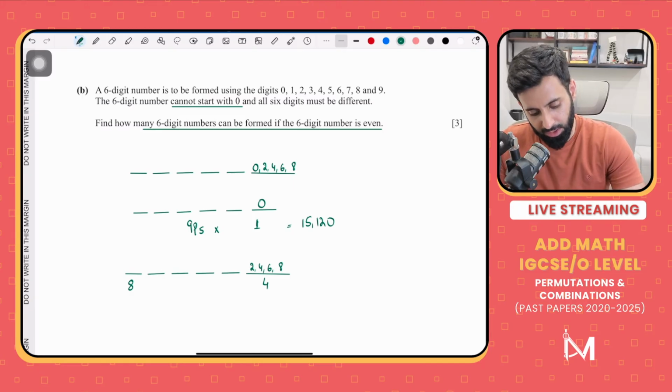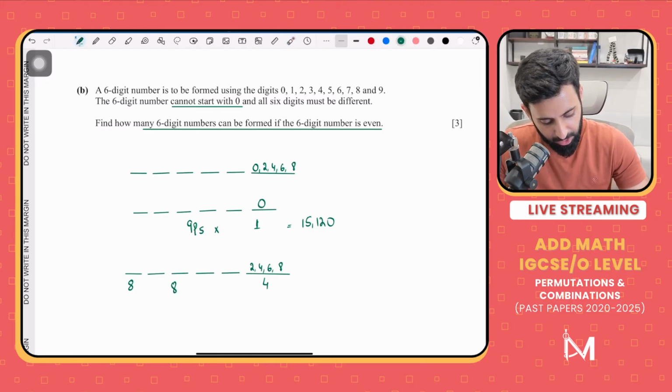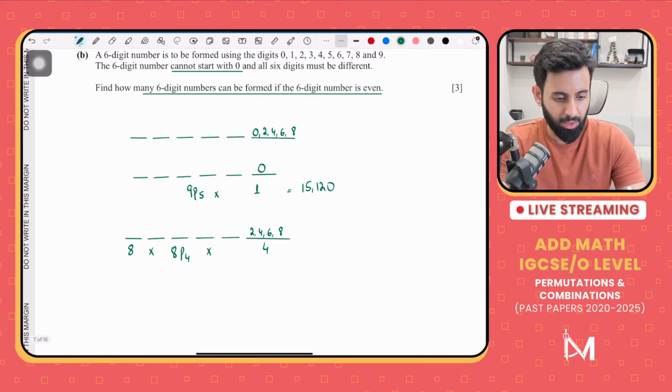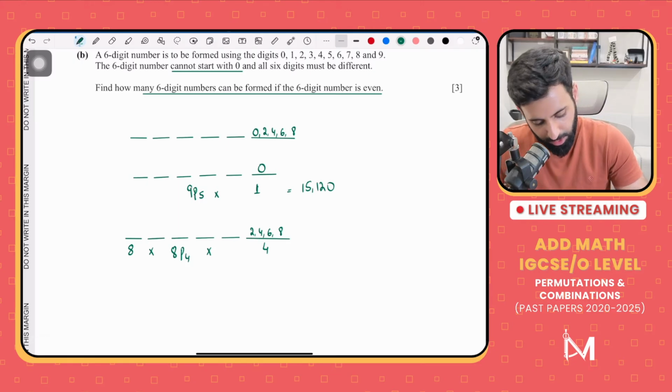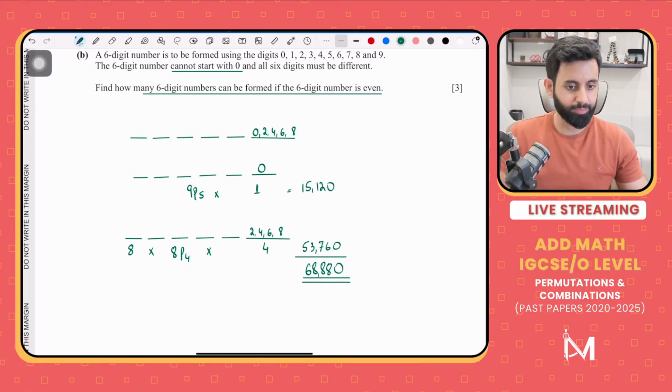Now, once again, we started off with how many numbers? We started off with 10 different numbers. We've used 2 of them, so now we're down to 8. And how many of those 8 do we have to arrange? We have to arrange 4 of them. So that would be 8P4. So 8 into 8P4 into 4, that's equal to 53,760. Add them up. So plus 15,120, that's equal to 68,880. The only thing you have to watch out for is the possibility that 0 ends up being the first digit.